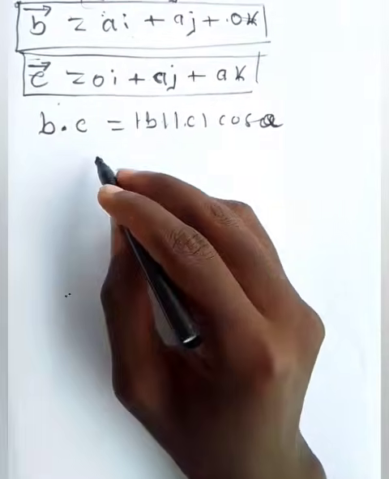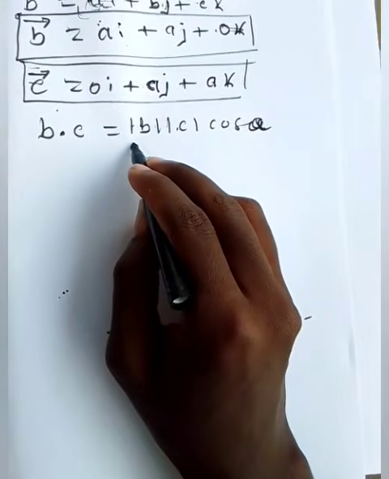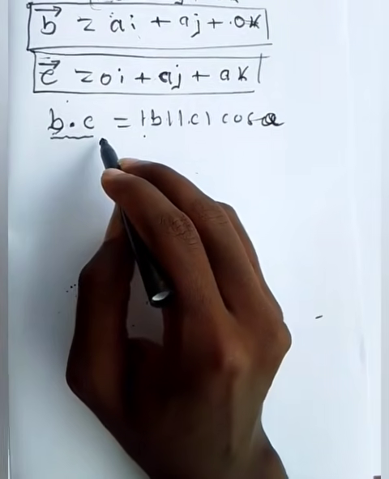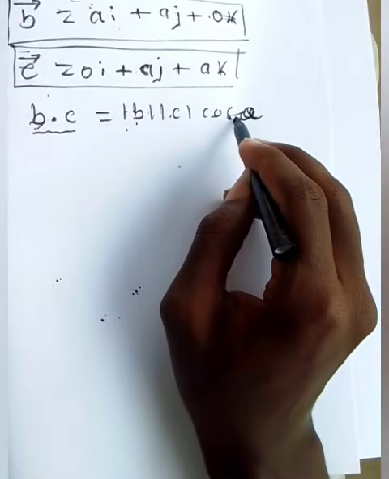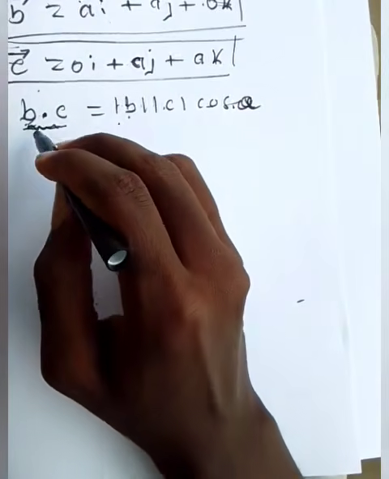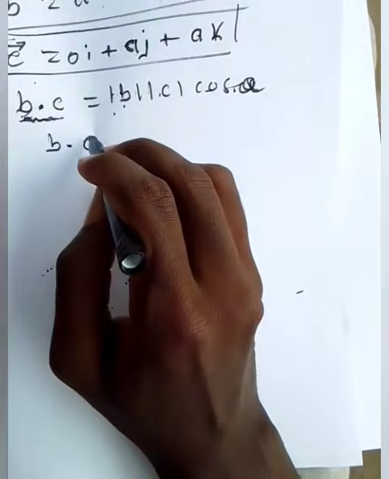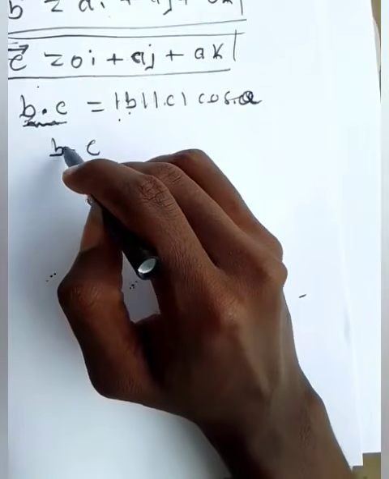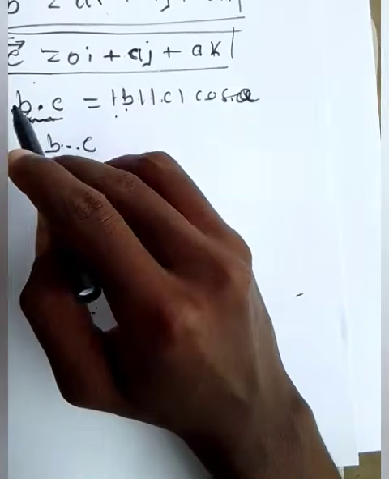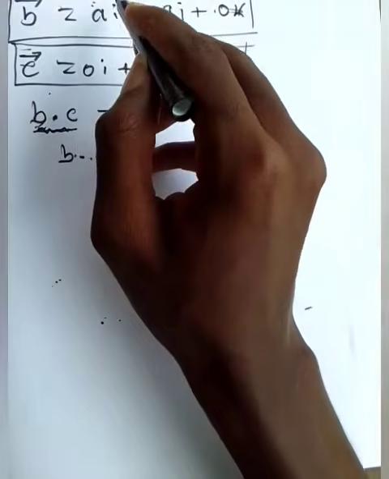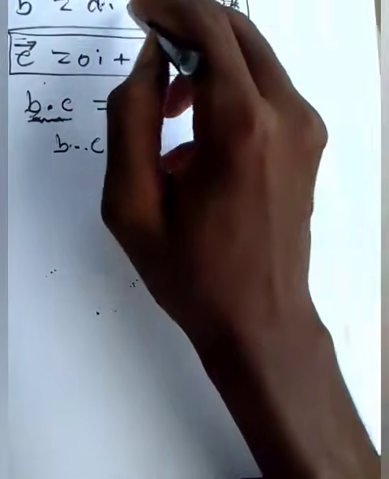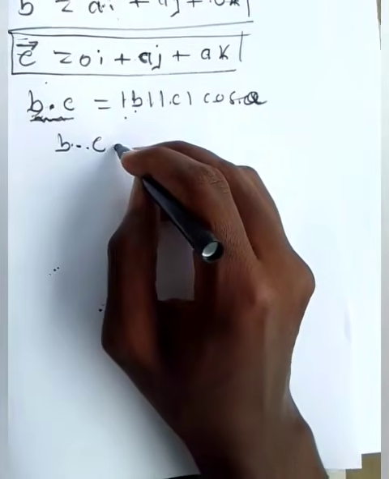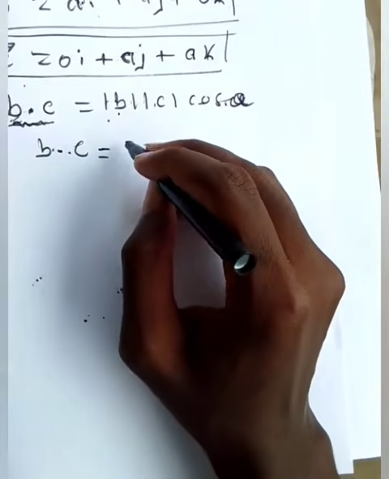So, this formula, look, they want us to find this, right? Now, this formula can be used only if we are given the angle. Since the angle is not given, we are just going to find the dot product by simply multiplying these two vectors or multiplying their coefficients.